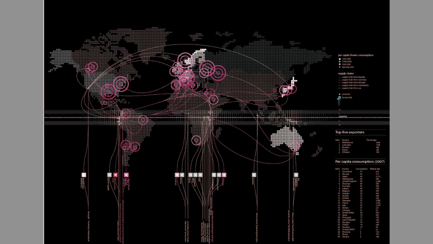Is there a pointer somewhere around here? Oh, you know what? I can use the mouse. Problem solved.